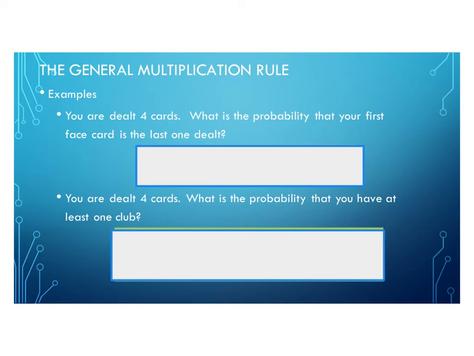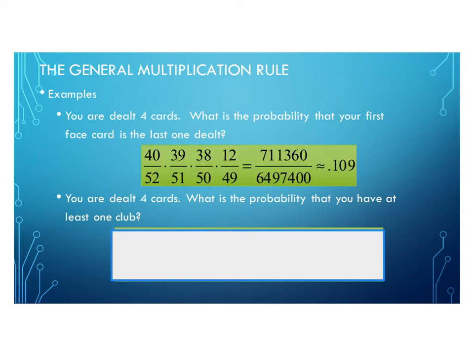Let's get a little more complex. So we're dealt 4 cards. What is the probability that your first face card is the last one dealt? Okay, so the first face card is the last one dealt. So let's do a little bit of thinking here. I know the last one is my first face. These numbers represent cards without faces, and these numbers represent cards left in deck.